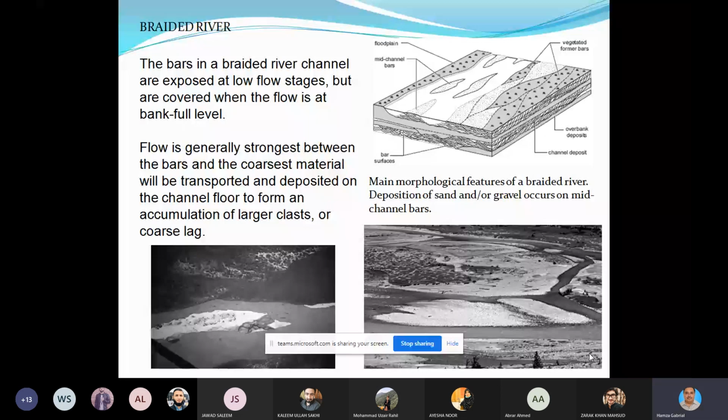So bars in a braided river channel, you can see them when the flow is in the low stage, but when there is bank full level in the river itself, they will be covered with the water and they will not be visible to the naked eye.